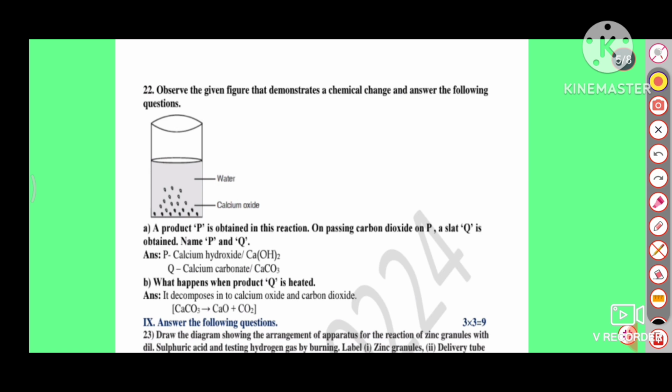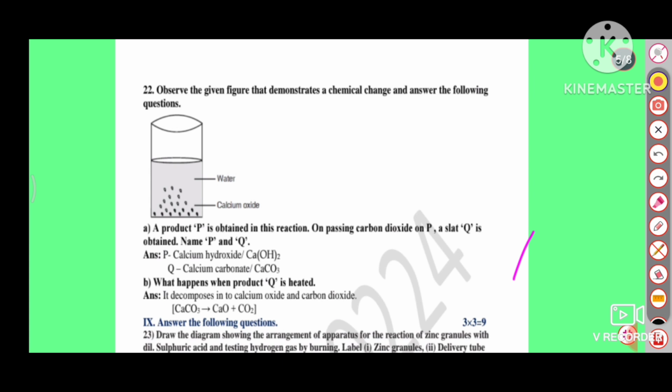Observe the given figure that demonstrates a chemical change and answer the following questions. A product P is obtained in this reaction. On passing carbon dioxide on P, a product Q is obtained. Name P and Q. Answer: P is calcium hydroxide Ca(OH)2, Q is calcium carbonate CaCO3. Next question is what happens when the produced Q is heated?